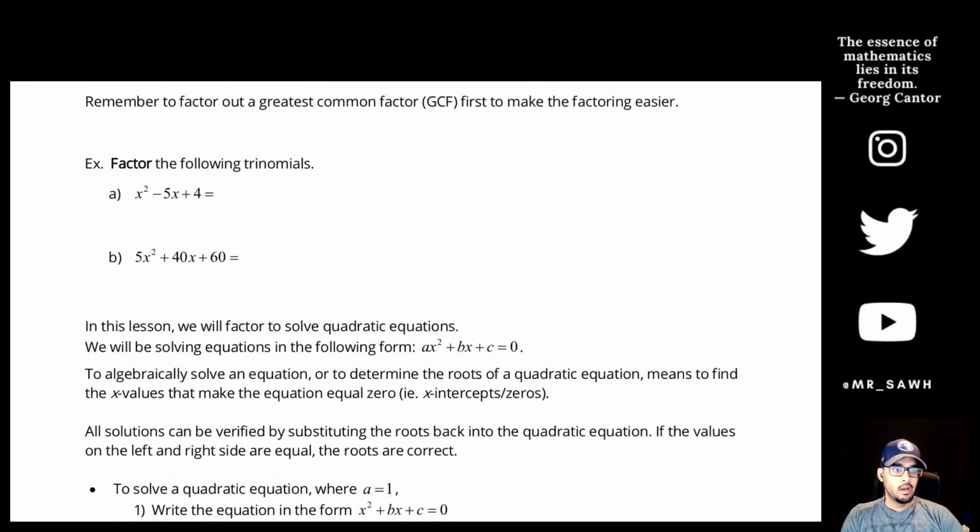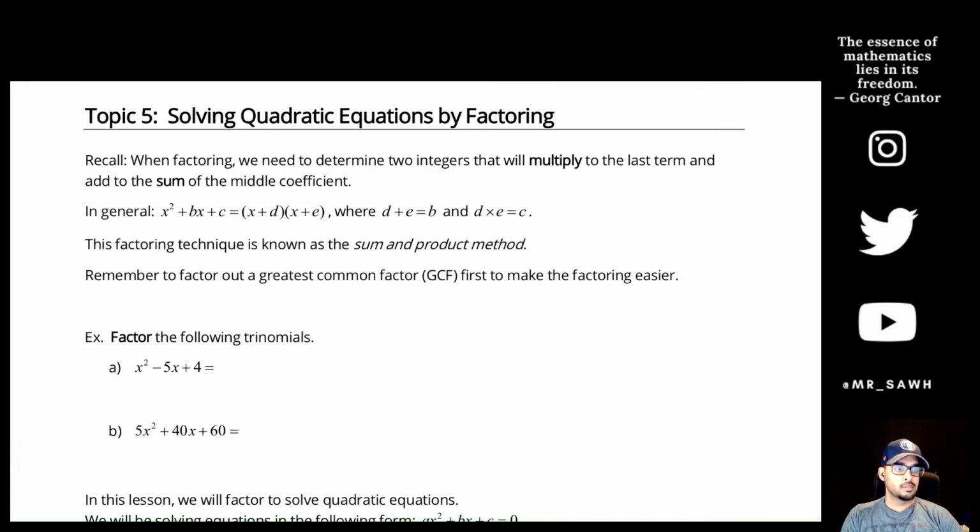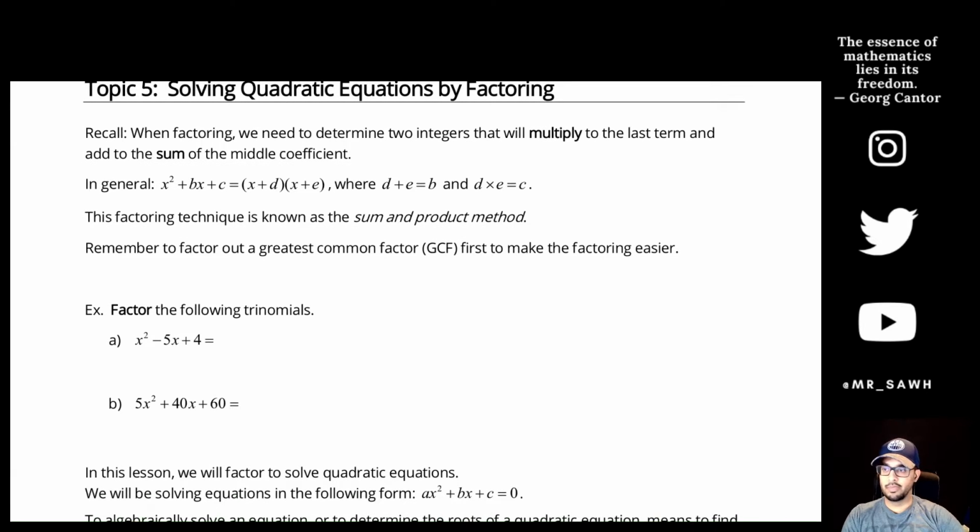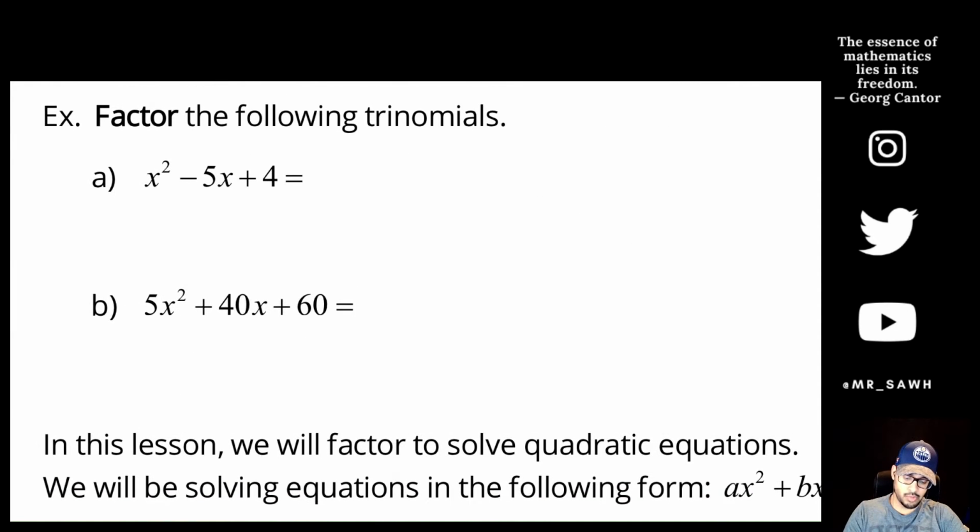Okay, so at the top, there's some of the recall stuff which we've talked about. So again, remember when we're factoring, we have to determine two integers that will multiply to the last term and add to the sum of the middle coefficient. So there's the rule here which you can read, what we've done before. So we'll factor these two trinomials here.